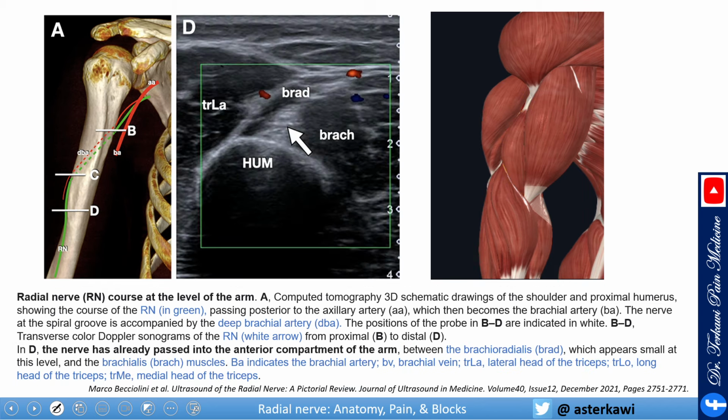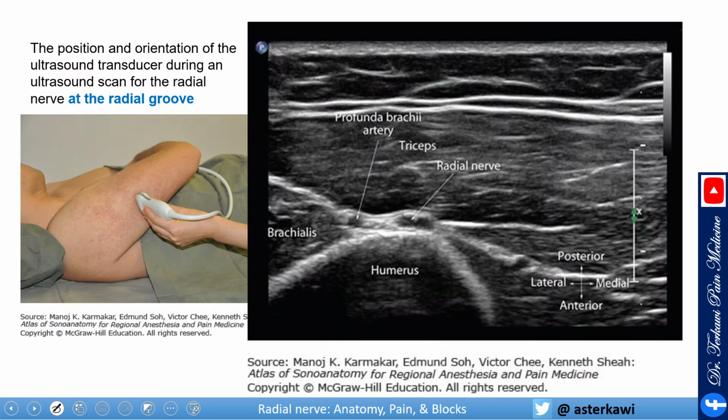If you go slightly down here at this level, D, now the nerve is still between the brachialis and the lateral head of the triceps, but slightly taking off from the bone. So here, another picture from another reference. Very nicely, you see this is lateral, you have the brachialis, and medial, you see the lateral head of the triceps, and you see the radial nerve with the profunda together in the groove.